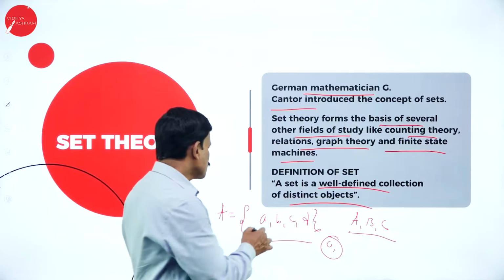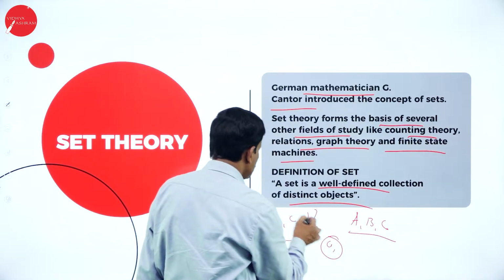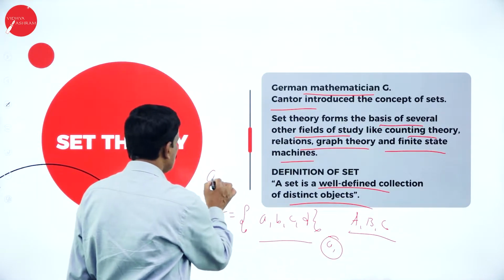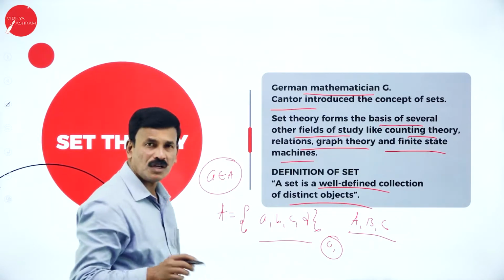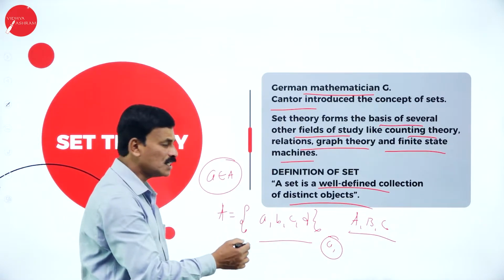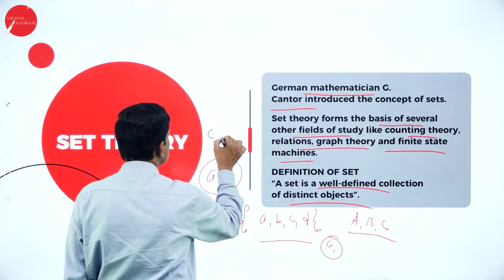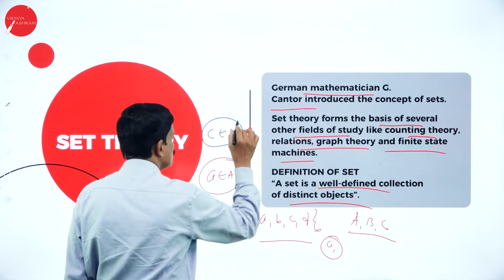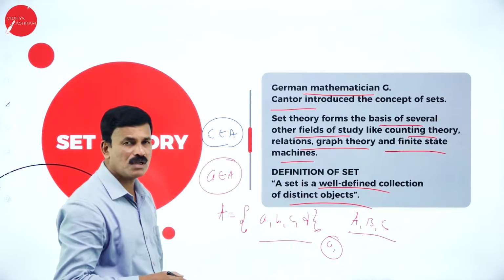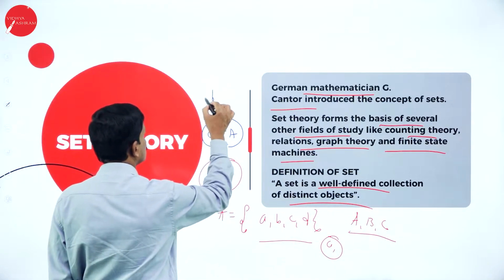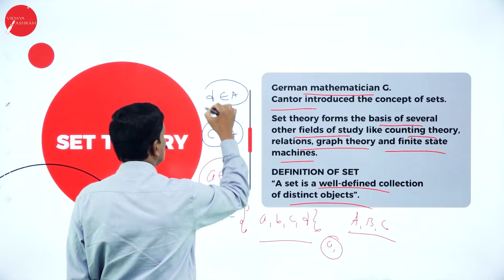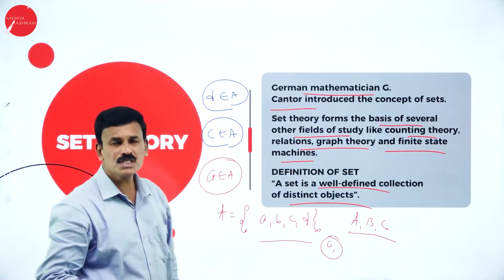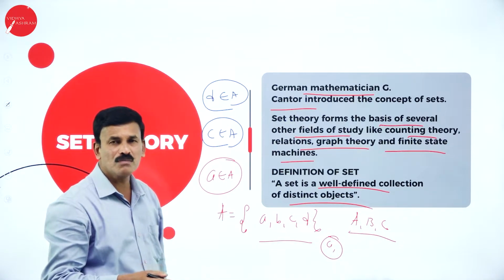Now here, if any element a is included in the set A, it means a belongs to A. Now let us take one more element, c. So c is an element of A, denoted as c belongs to A. Similarly, d is also an element which belongs to A. So here these a, b, c are the elements or members of the set.